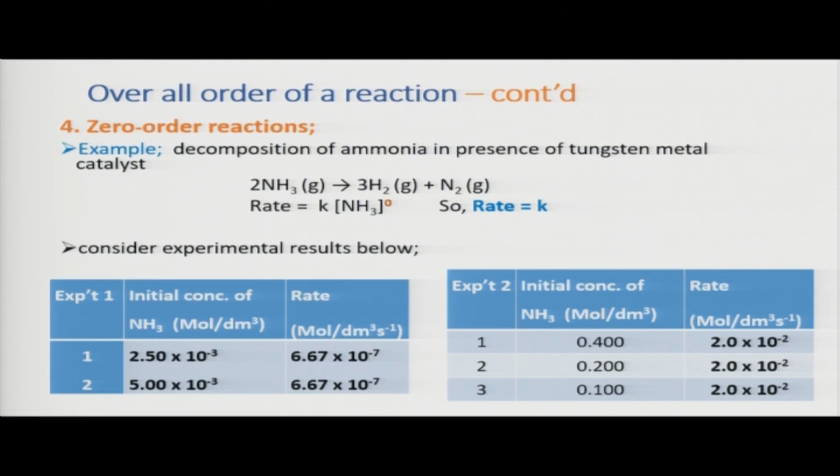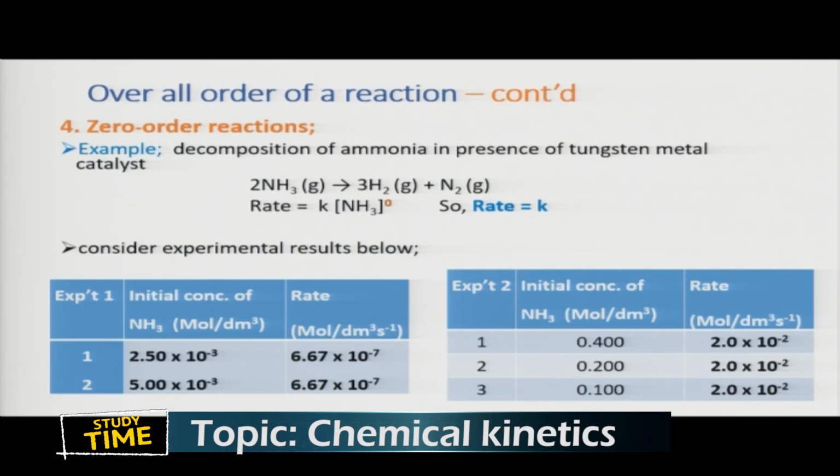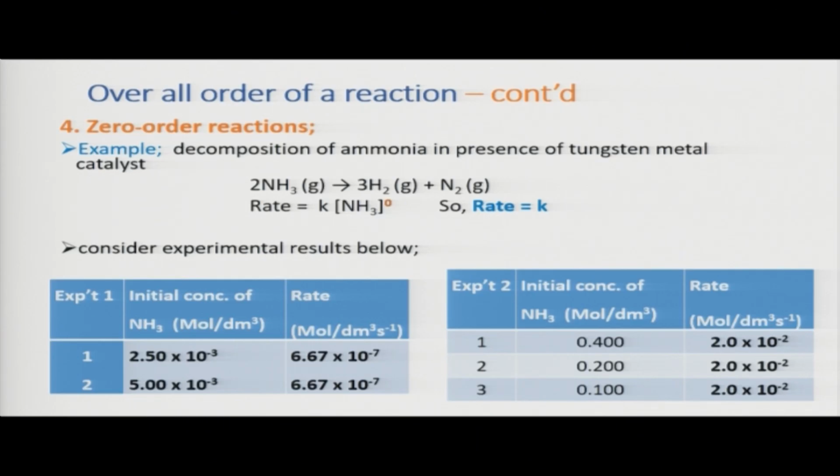Zero order: any changes in the concentration do not affect the rate. Again, this is an example, decomposition of ammonia. Look at the first experiment setup. The concentration of ammonia was doubled, was increased. Rate remained constant. Look at the second setup. The concentration was decreased from 0.4 to 0.2 to 0.1. The rate remained the same. So for zero order, however much you alter the concentration, the reaction will keep on occurring. So those are the different forms in which a reaction can occur and the examples of reactions.